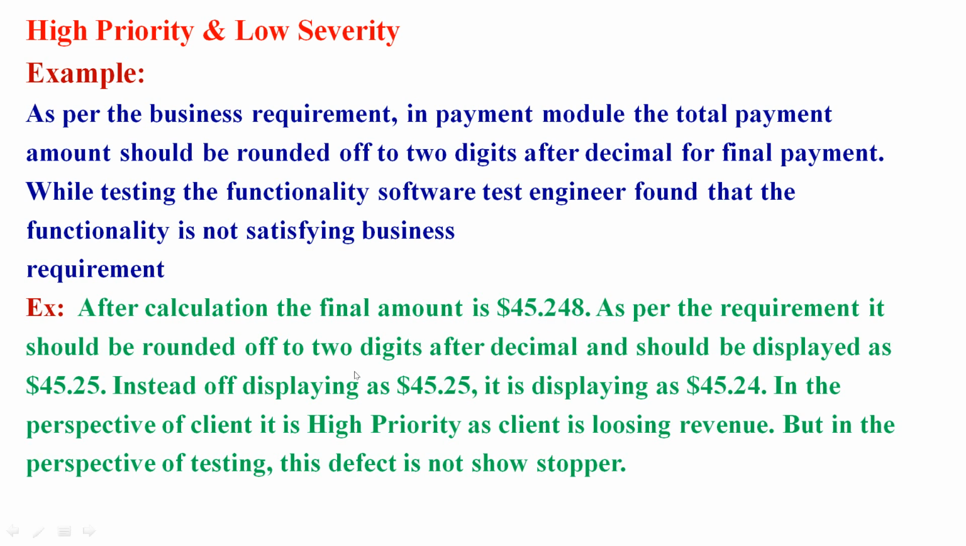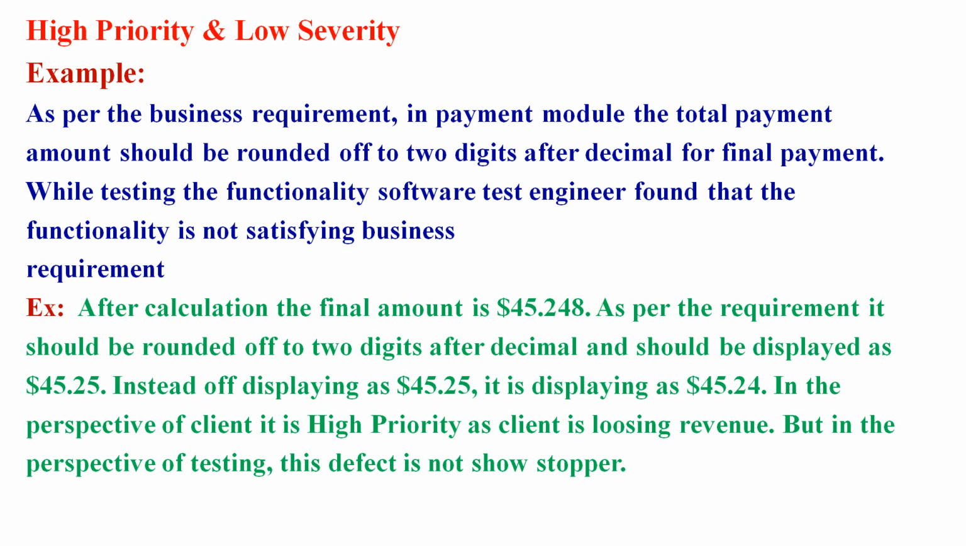Instead of displaying $45.25, it is displaying $45.24. That means the final amount is not getting rounded off. It is just truncating to these 2 digits after decimal. That's all. It is not getting rounded off. This is a defect.